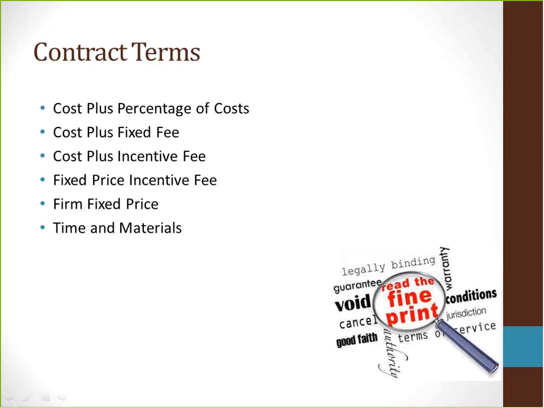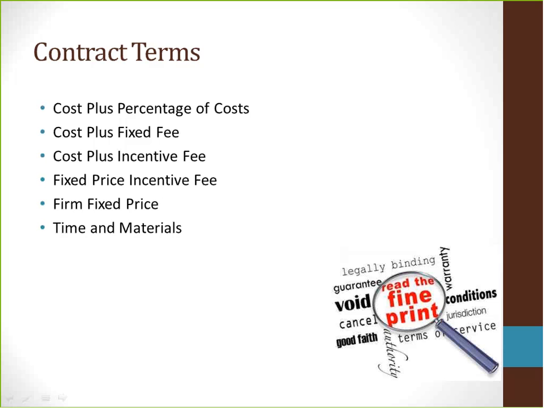Next is cost plus incentive fee. Here, the seller is paid for allowable performance costs along with a predetermined fee and an incentive bonus, usually used with long performance periods with hardware and development test requirements.